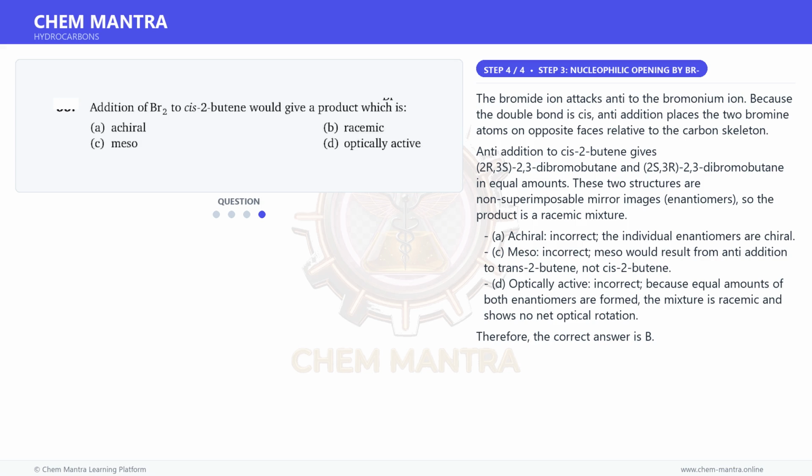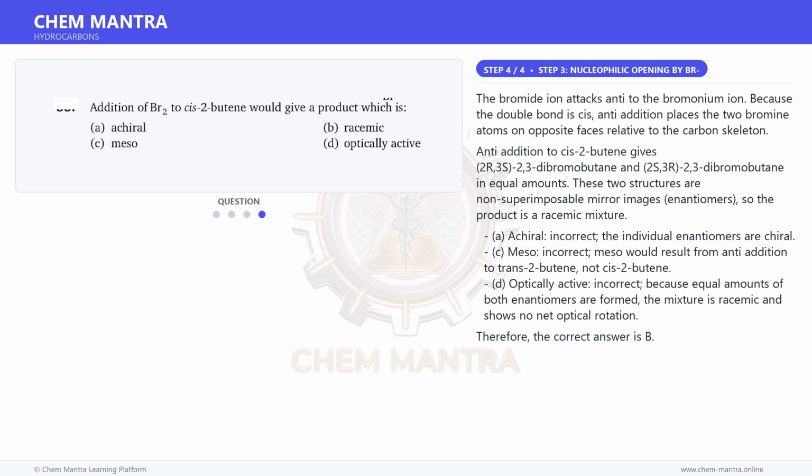And for the final step, the bromide ion attacks anti to the bromonium ion. Because the double bond is cis, anti-addition places the two bromine atoms on opposite faces relative to the carbon skeleton. Anti-addition to cis-2-butene gives 2R,3S-2,3-dibromobutane and 2S,3R-2,3-dibromobutane in equal amounts. These two structures are non-superimposable mirror images, enantiomers, so the product is a racemic mixture.